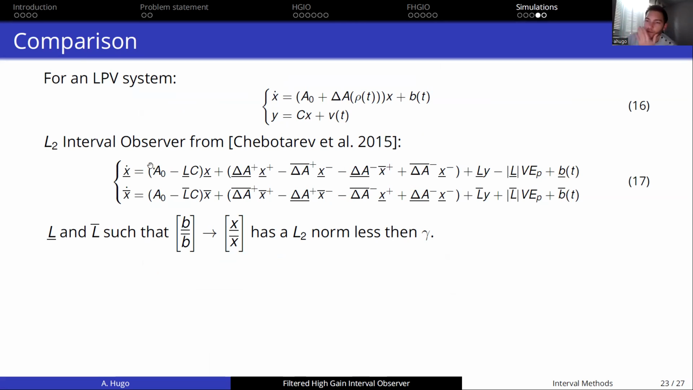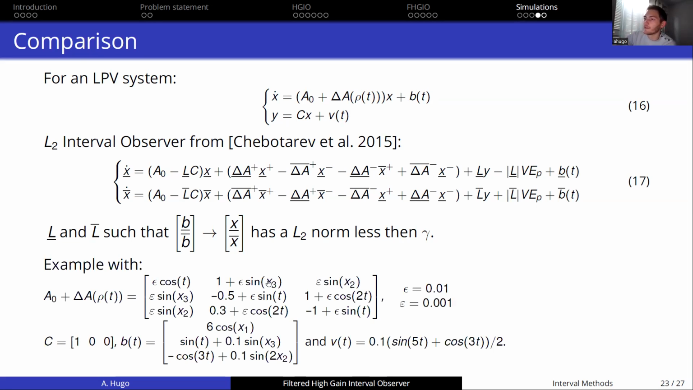So the interval observer that they design looks like equation 17, and the observer gains, there are two, are designed such that the L2 norm of the transfer between the bounds of the additional input and the estimated states is less than gamma. I won't go deep into the details of this observer, but this is a general overview of what they have done. And so we'll take the example of their paper.